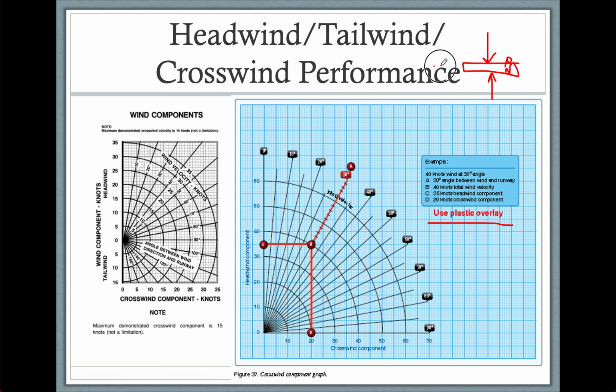If the winds are coming dead on to the runway, so I'm on runway 270 and the wind's blowing from 270, then I would have a direct headwind and I would come in on this line. If I had a 30 knot headwind, I'd be at 30 knots.